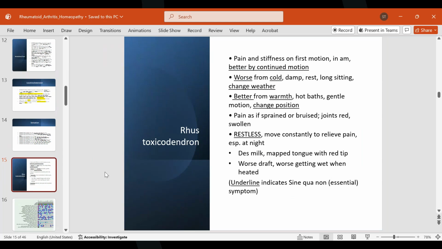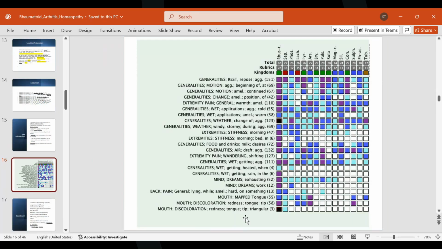Worse draft, worse wet when heated. That'd be like, you know, you were exercising and then it got cold and rainy and you got chilled and wet. Here's a graph. Some of these I'll have graphs for. So worse rest, worse beginning of motion, better continued, better change of position, better warmth, worse cold, worse change of weather, worse windy, stiff in the morning, stiff in bed, likes milk, worse draft. And you notice wandering? Nothing. Not there for wandering. So if you have wandering, it's not Rhus tox.